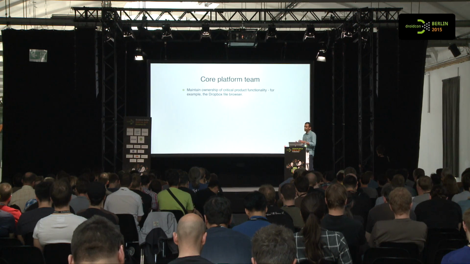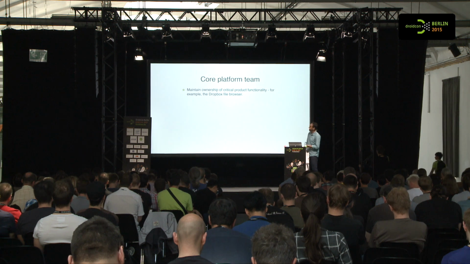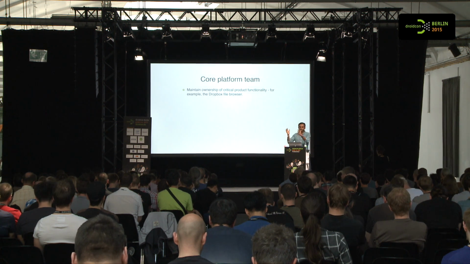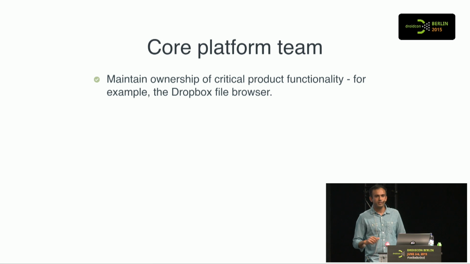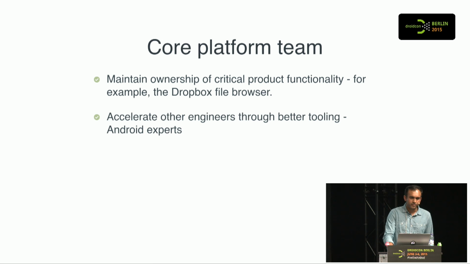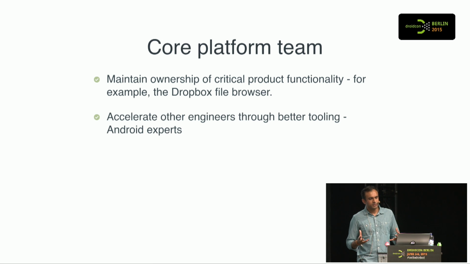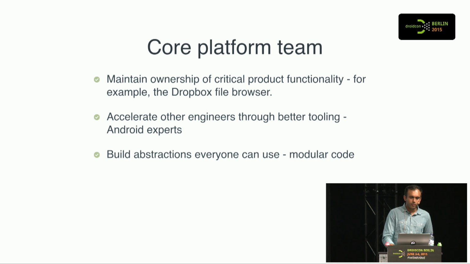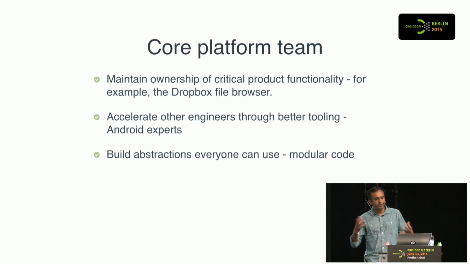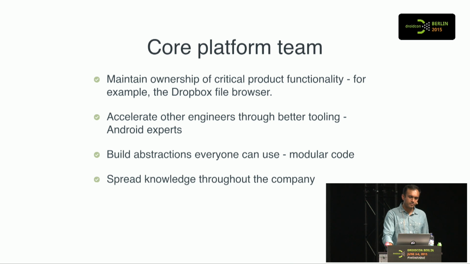And it's important that the core platform team maintains ownership of critical product functionality. So in our case, for example, the core Dropbox file browser would still be owned by the platform team. And their other role is to accelerate the rest of the company through better tooling, better abstractions, more modular code, and also spreading Android expertise throughout the company.